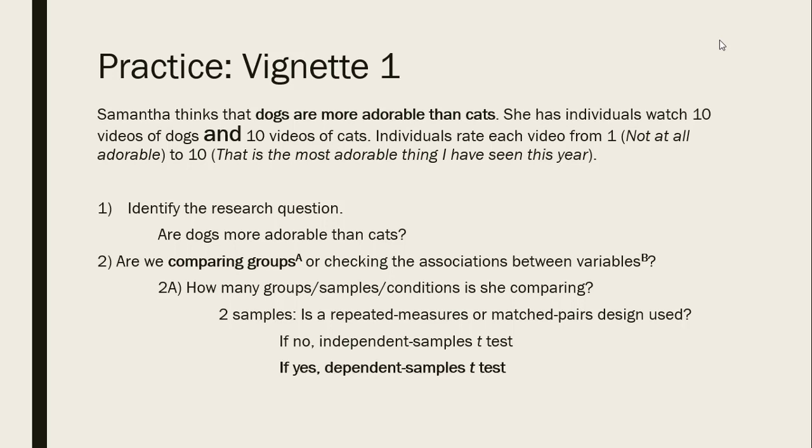Now, if I just change this one word, from she has individuals watch 10 videos of dogs and 10 videos of cats, to or, so she has 10 individuals watch 10 videos of dogs or 10 videos of cats, now there's no connection. There's no matching that's occurring. We're not testing the same person twice. There's no repeated fashion to this testing. And so because of that, it would actually be more appropriate for an independent samples test if this one word was changed.